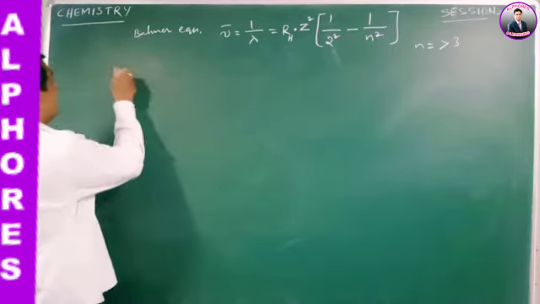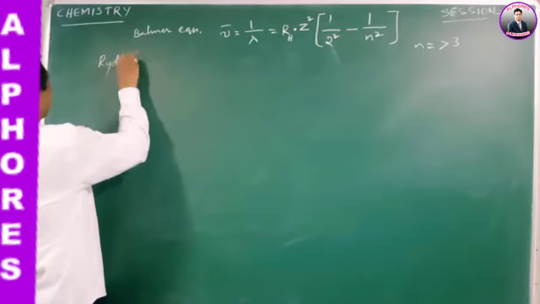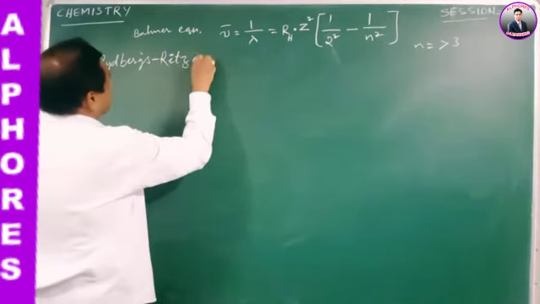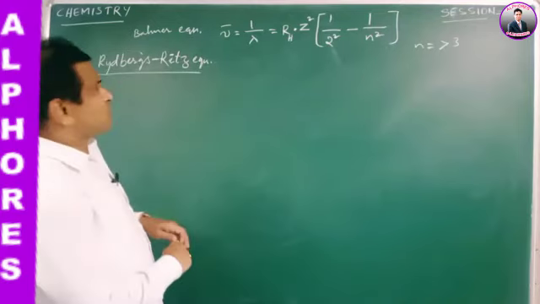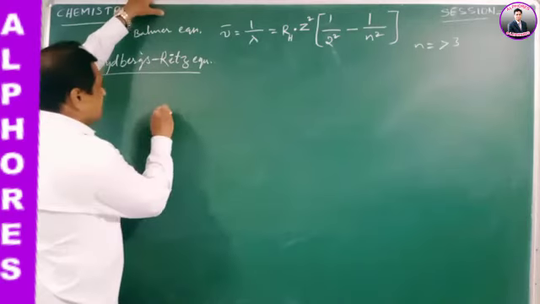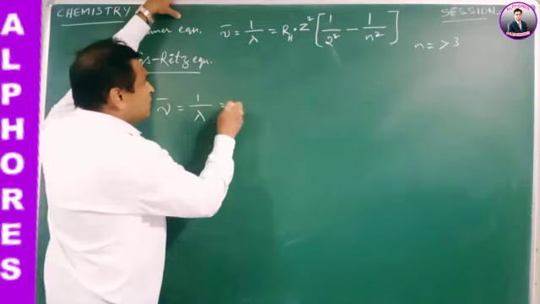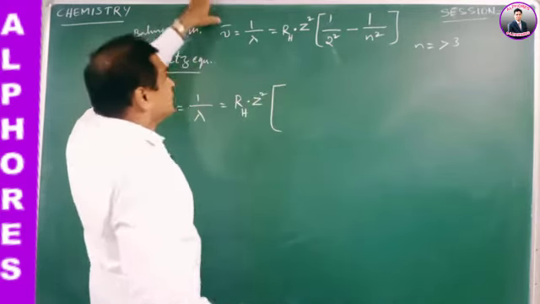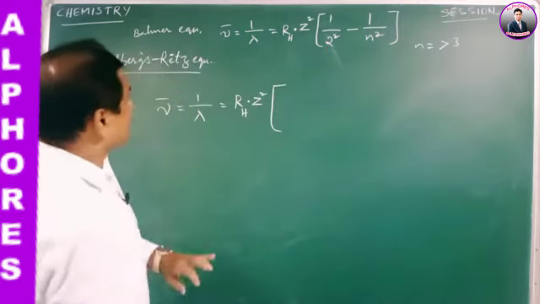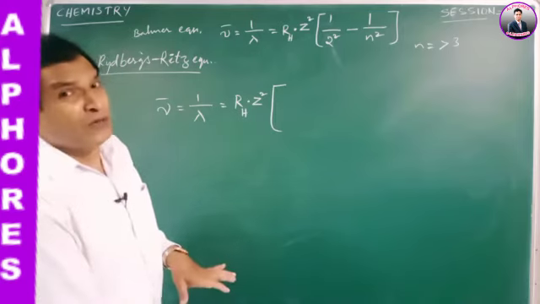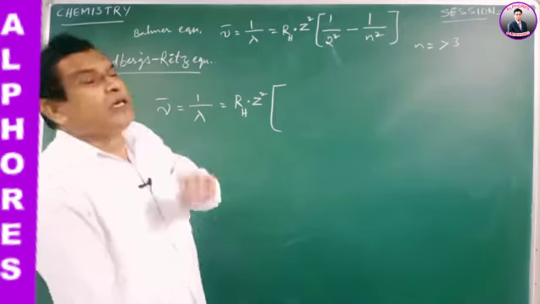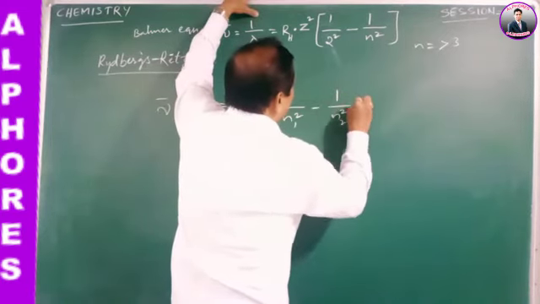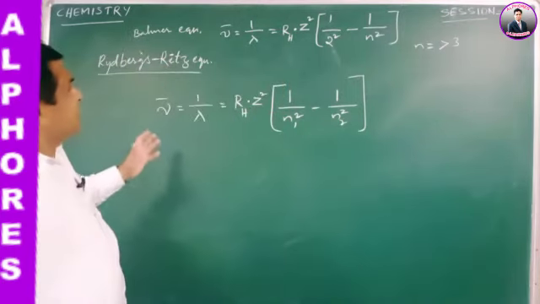Next one is Rydberg's Ritz equation. Rydberg and Ritz are scientists who proposed the equation: nu bar equals 1 by lambda equals R_H into Z square into 1 by n1 square minus 1 by n2 square. The Balmer equation is applicable only for the Balmer series, whereas Rydberg's Ritz equation is applicable to any spectral line of any series in the hydrogen spectrum. This is the equation format.